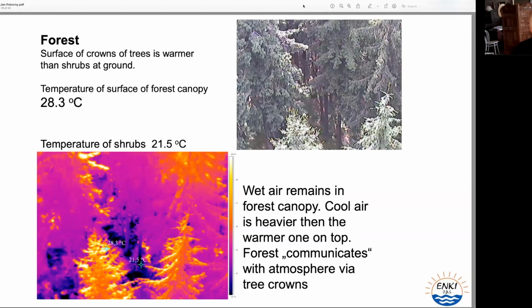Interesting is the distribution of temperature in forest. We say there is an inverse temperature. The forest has a bit higher temperature on top of the canopy and lower temperature down. So if you have a 30 meters high forest, it keeps water because the lower temperature is down and air is heavier there than on top. So crowns just interfere with the atmosphere and not the down.